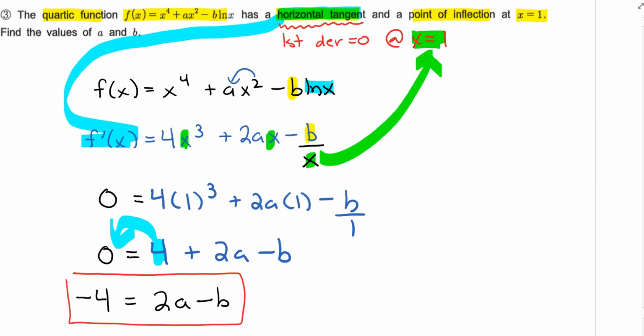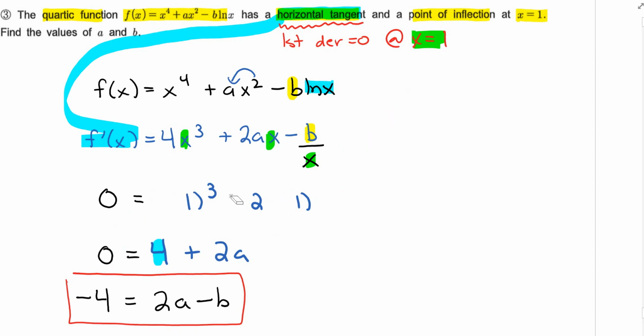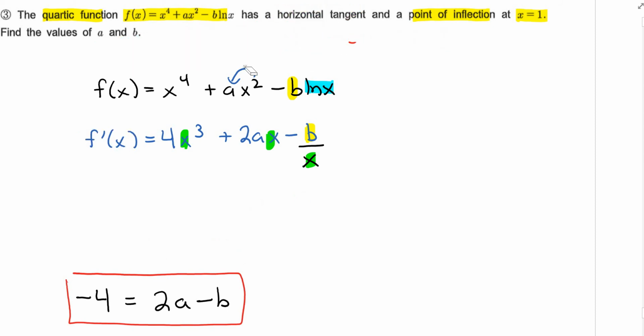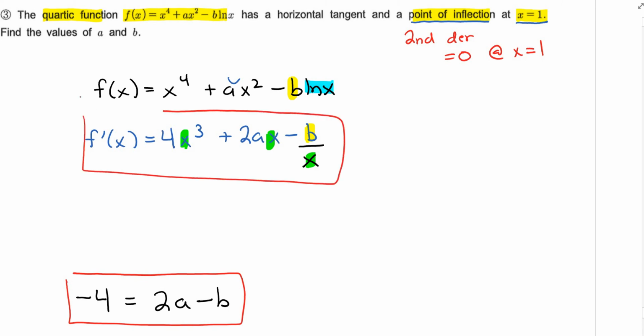Okay, let's go back to the original problem here. Let me just erase all this. I don't think that's really necessary anymore. Okay, the next part of this question, we are given that the point of inflection is at x equals 1. So if you're given a point of inflection, that means that the second derivative is equal to 0 at x equals 1. Okay, so if this box right here in red is my first derivative, I need to go ahead and find the second derivative.